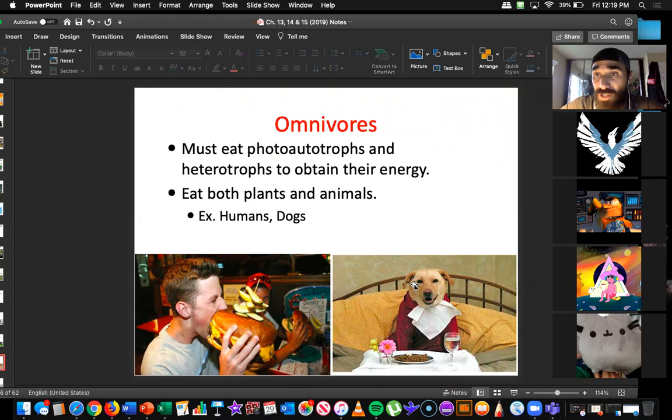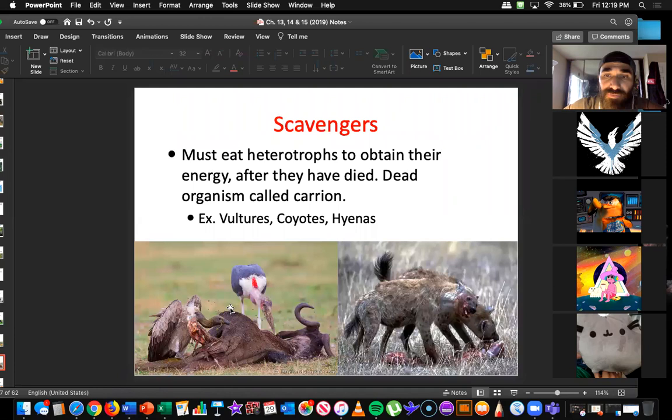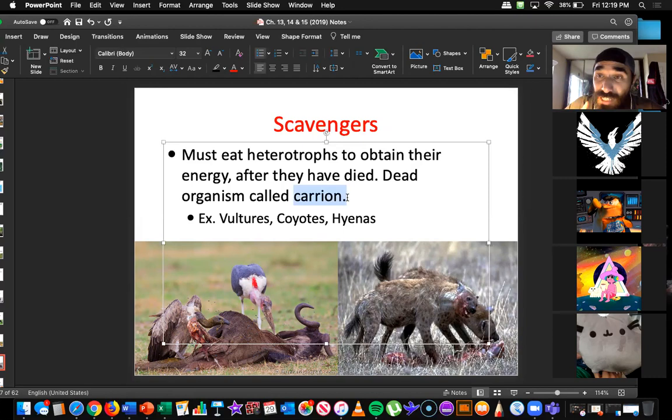Next is scavengers. Scavengers are unique. A scavenger, well, first of all, humans are not scavengers. Okay? The reason is because scavengers, what they eat are dead organisms, yeah, dead bodies. But there's a special name for that. We call it carrion. And carrion is meat that's quote-unquote gone bad, meaning these animals have fungus, parasites, bacteria. But scavengers, true scavengers, actually can eat that meat and not get sick. Those would be things like vultures, coyotes, hyenas, all right? Those are true scavengers. Humans are not scavengers. You eat old meat, you get sick. You can even die, right? So we are not scavengers.